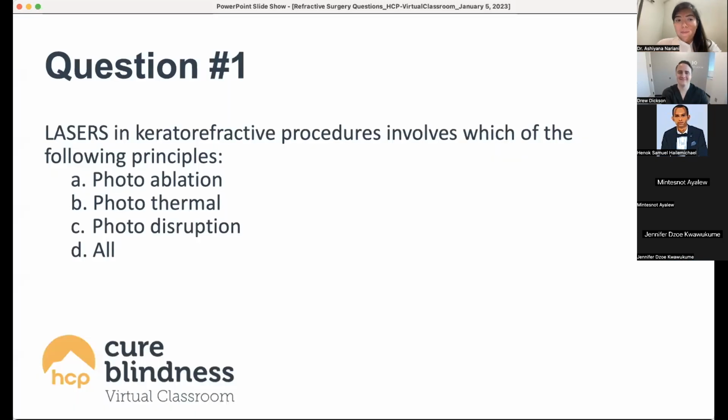Question number 1. Lasers in keratorefractive procedures involve which of the following principles? A, photoablation. B, photothermal. C, photodisruption. Or D, all of the above.